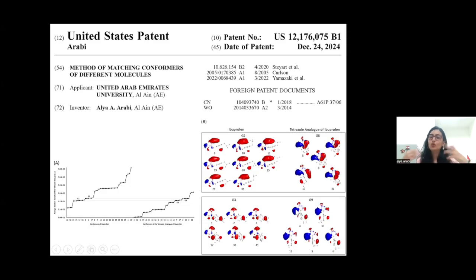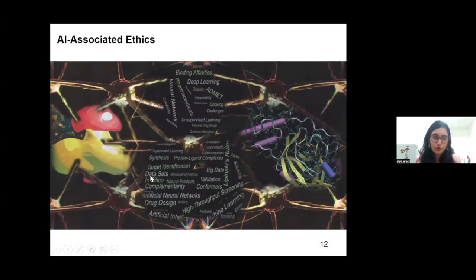So you kind of know which conformers in particular are going to interact the same, even though you are looking at different molecules. With this, I will move to how AI use is related to ethics and what some of the practical challenges are in that aspect.